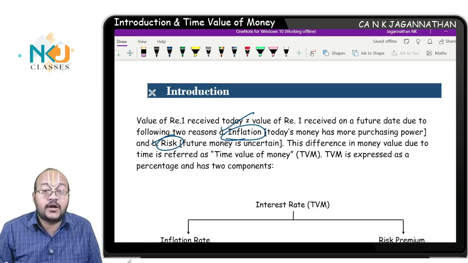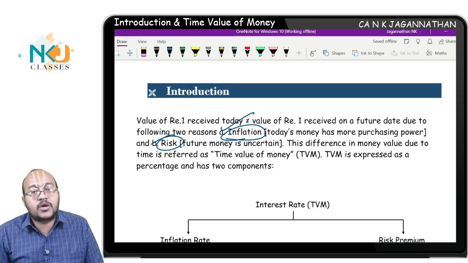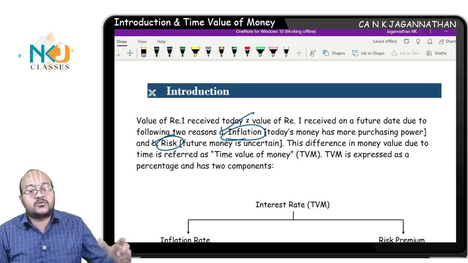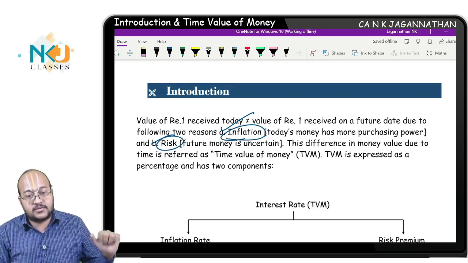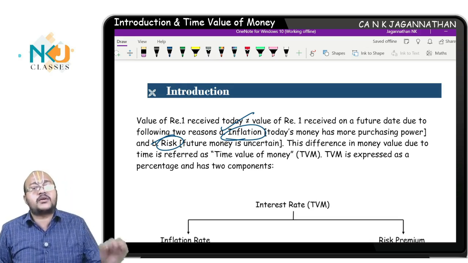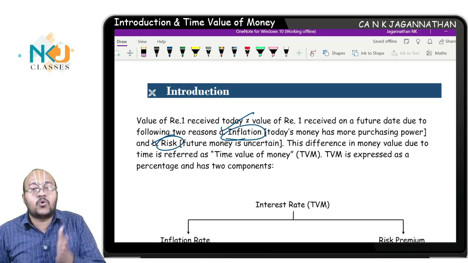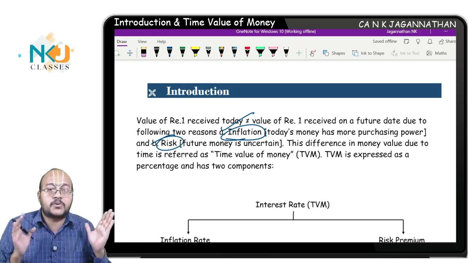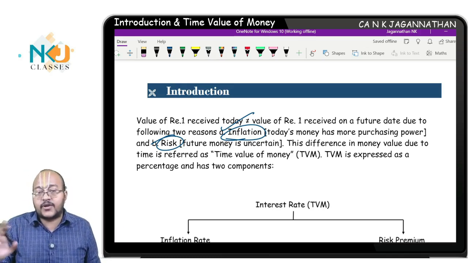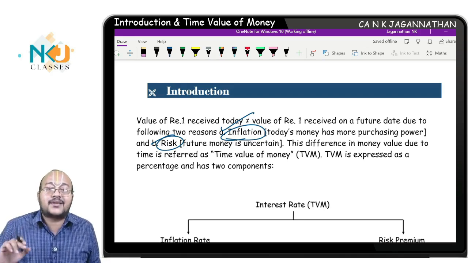Are you understanding why this arises? Because today is certain, tomorrow is uncertain. Because of uncertainty, there will be some risk also. So for compensating the risk, you need to pay some compensation. Due to these two factors, inflation and risk, tomorrow's money will be less valuable and today's money will be more valuable. The difference between the value of money tomorrow and today is known as time value of money.